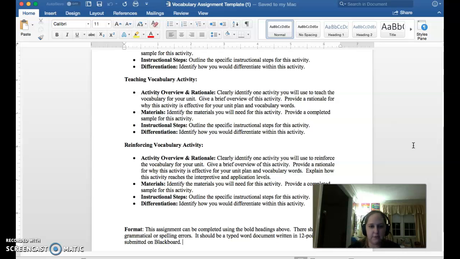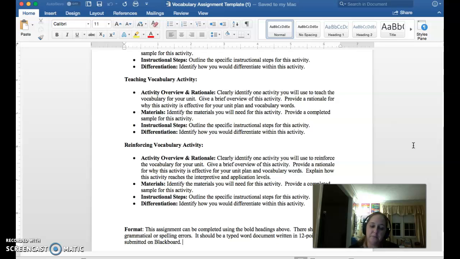You don't have to give me 5 to 10 paragraphs for every single activity. If you have 2 to 4 sentences for each of these activity parts, that would suffice for teaching the vocabulary. And your instructional steps, I would just number those. Say first I would do this, then I would do this, and then I would do that. And I think that's a good way. And then a sentence or 2 for differentiation.